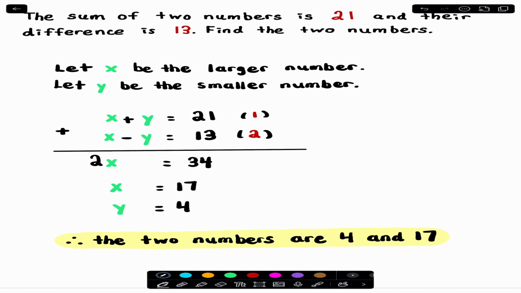So that's how we solve the numbers problem. Let's take a look at the age problem, another very common type of word problem.